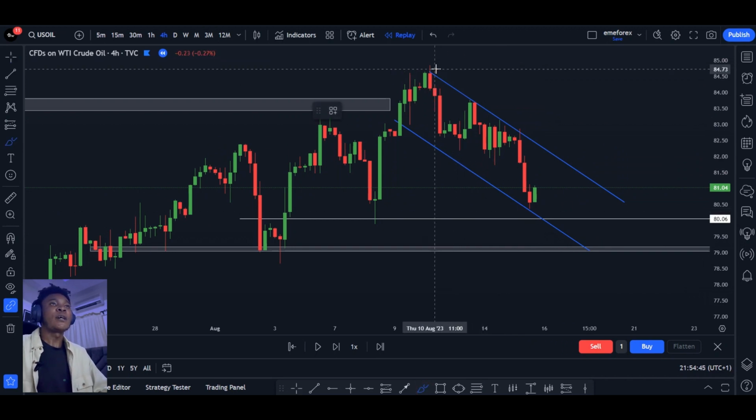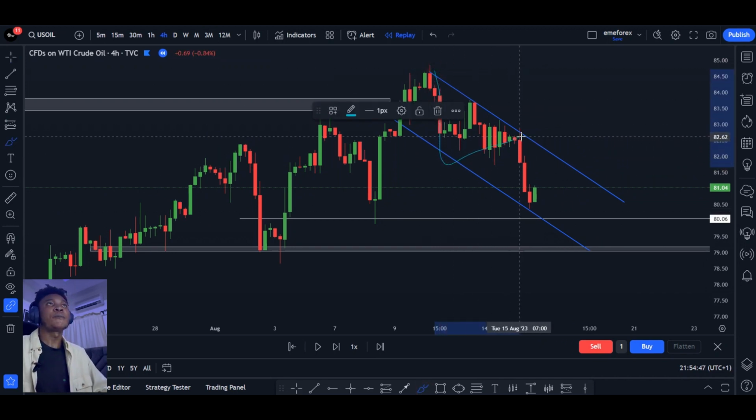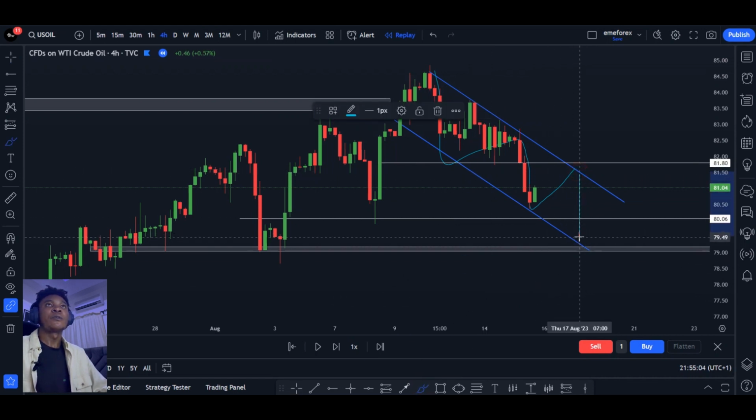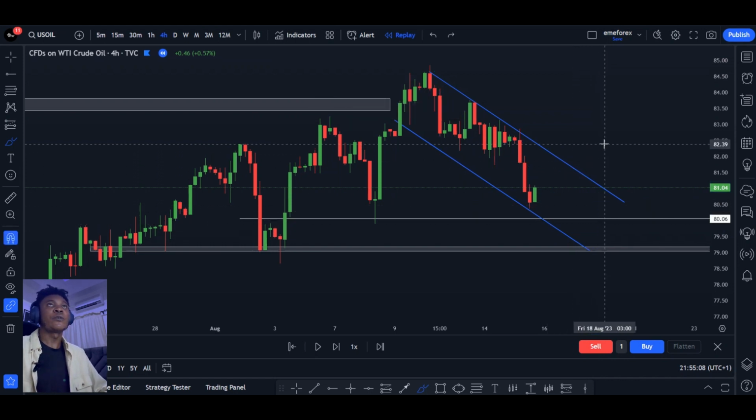So what do we have here? We had a drop in price, we retraced, we dropped. I was looking for that retracement back to around these key levels where we broke out from, for a sell all the way down here. So that was what I was looking at for the oil sell.